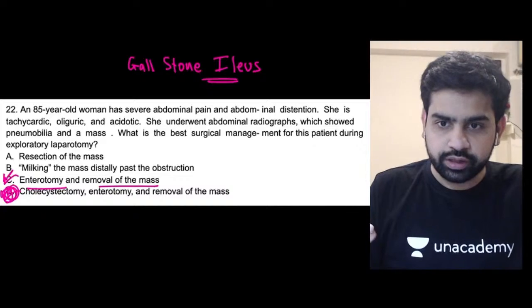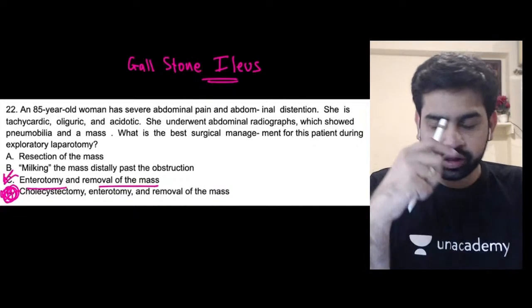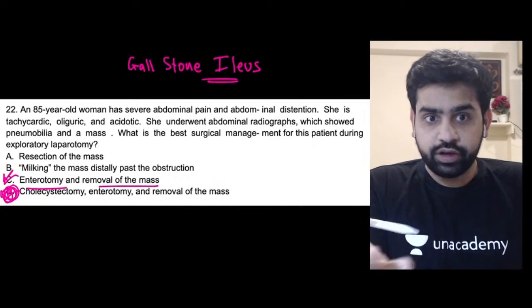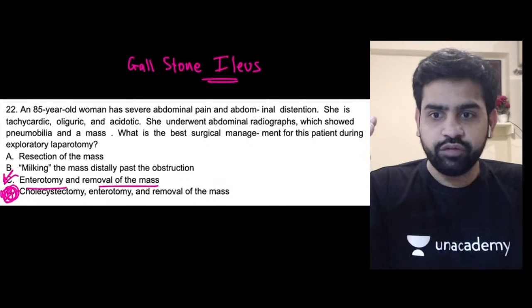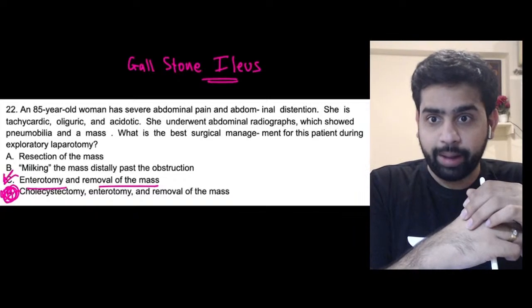And the simple reason for this, because the patient is comorbid, the patient is elderly, and the patient is not in a very, very good physiological state at this moment to prolong the surgery. That is why we get done with the surgery as soon as possible. And yeah, that's a wrap.